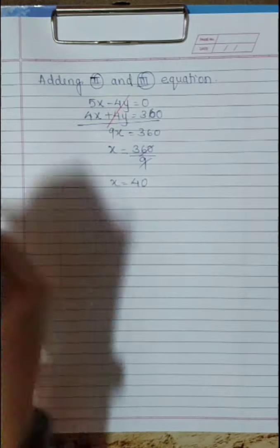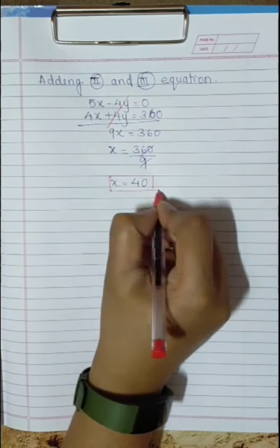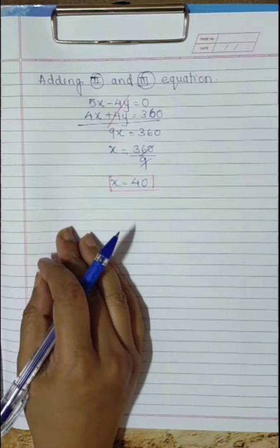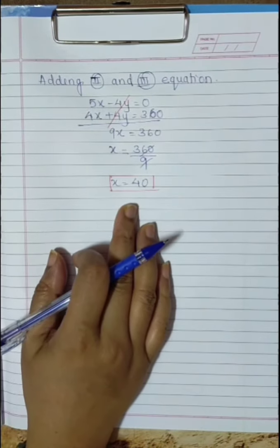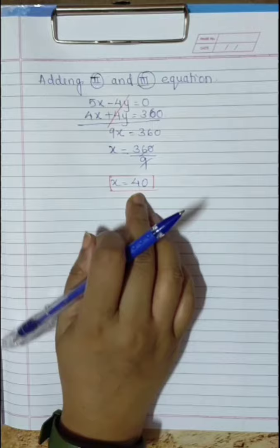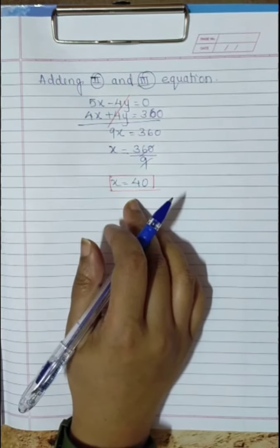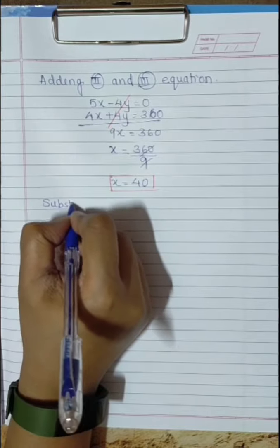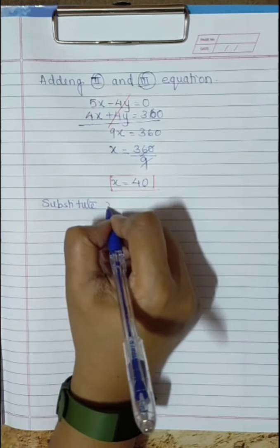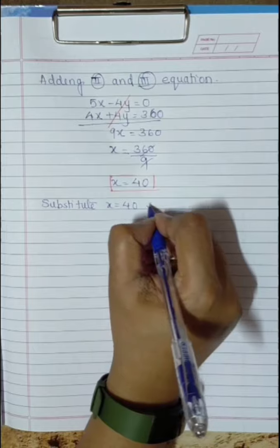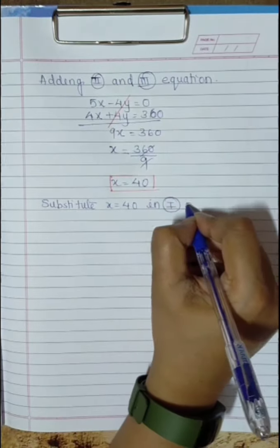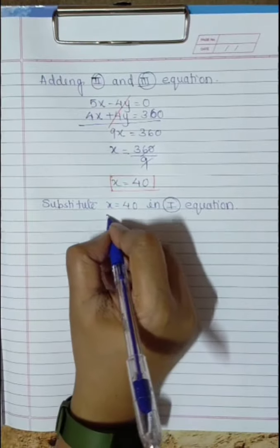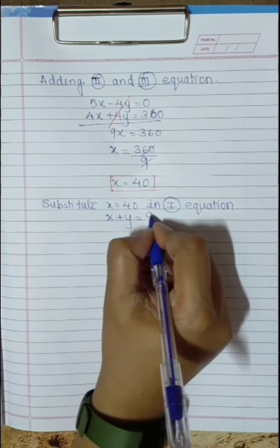So x value is how much? x value is 40. Now with the help of the x value, we are going to substitute this x value in one of the equations to find the value of y. So substitute x equal to 40 in the first equation, that is x plus y equal to 90.